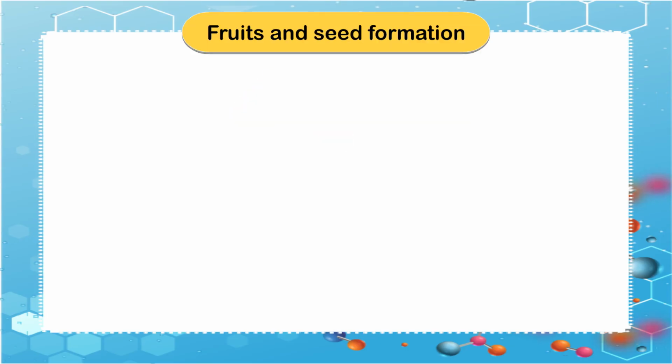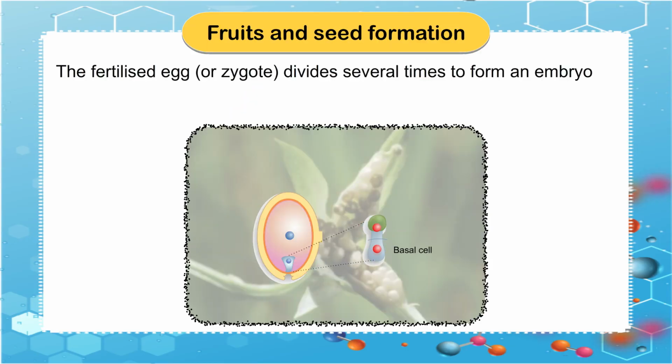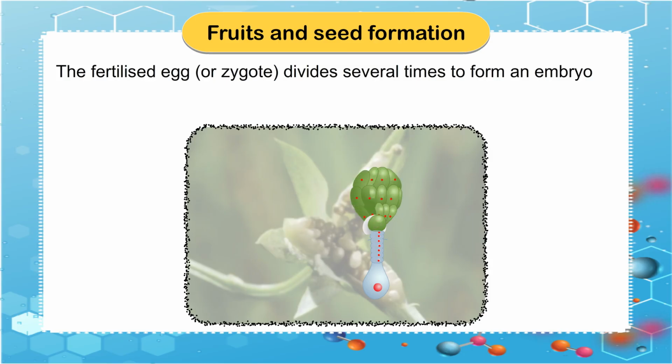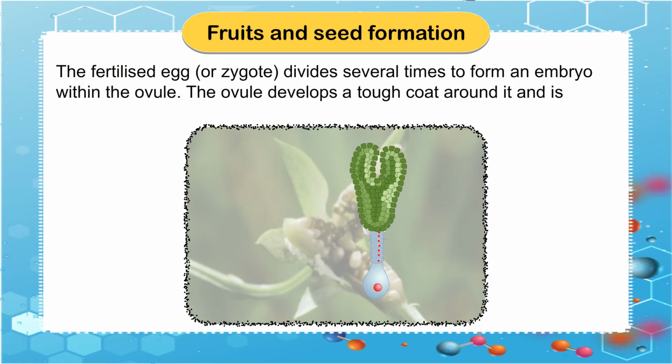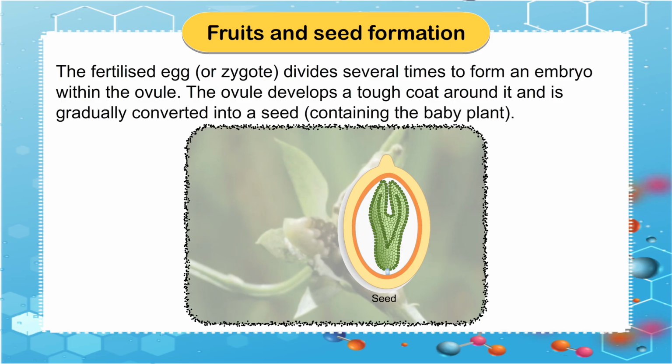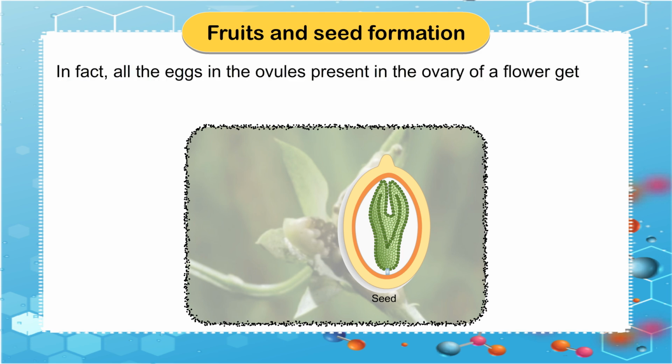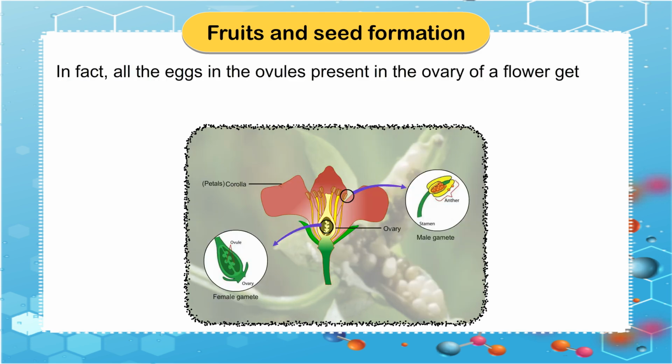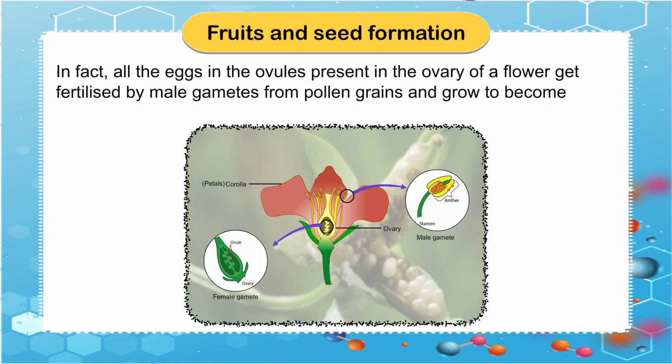Fruits and seed formation. The fertilized egg, or zygote, divides several times to form an embryo within the ovule. The ovule develops a tough coat around it and is gradually converted into a seed containing the baby plant. In fact, all the eggs in the ovules present in the ovary of a flower get fertilized by male gametes from pollen grains and grow to become seeds.